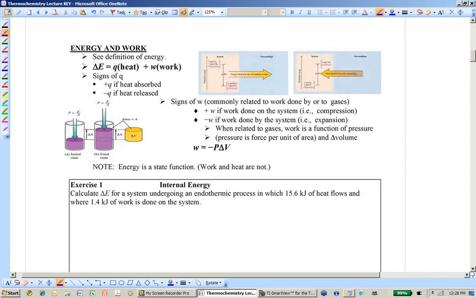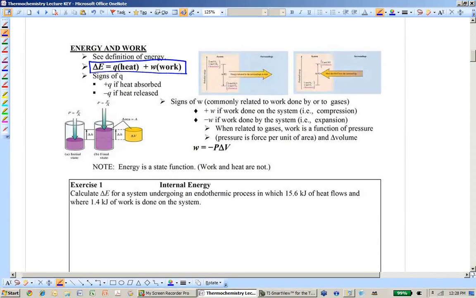Energy and work. Energy is defined as the ability to do work. So for us, energy in the chemical sense is a combination of the heat energy and the actual physical work. So we define energy as delta E. Again, we have to measure final and initial states because nobody has an energiometer in their lab. So delta E is equal to Q, the quantity of heat, plus W, the quantity of work.